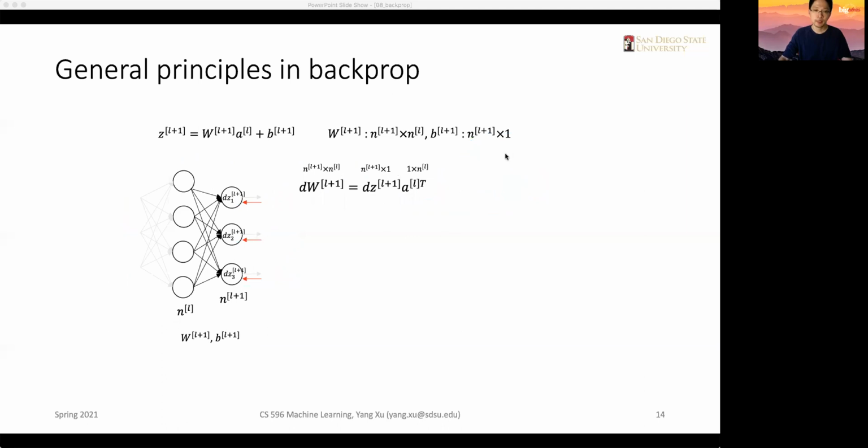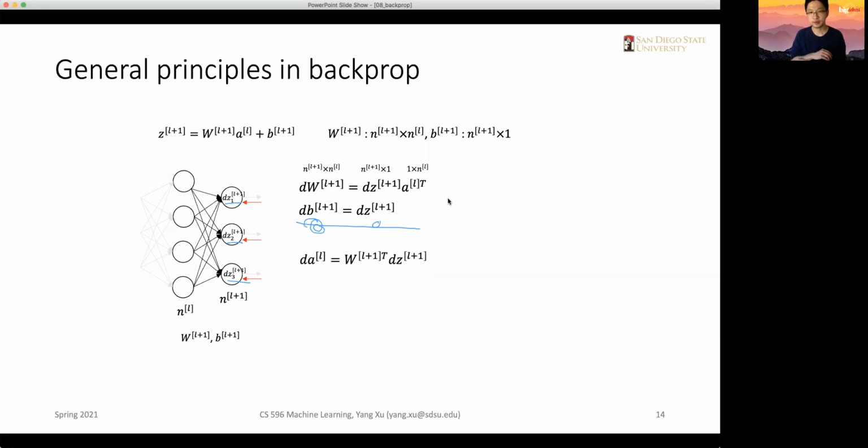Next, the dB. I would say the dB is easy to remember. We just copy the values of DZ. The DZs are from the future layers, and we just copy them as the gradients for DB. So this is very straightforward.